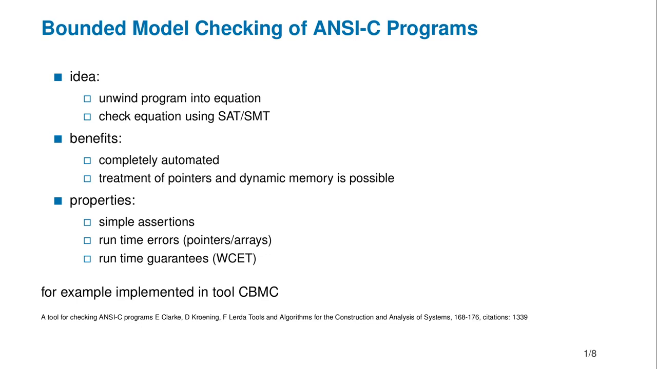The properties that can be checked are very different. It can be simple assertions, which are Boolean expressions saying that a certain property has to hold at a certain execution time. Many programming languages offer an assert statement, and the Boolean expressions contained in an assert statement can be translated into an expression to be included in a logical formula.